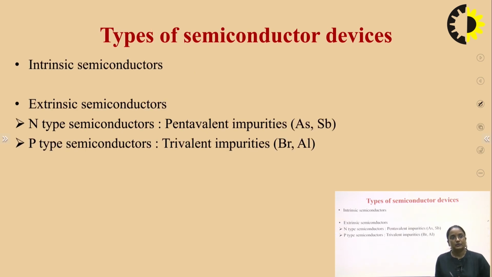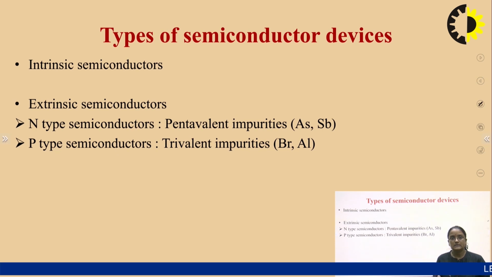Basically, we classify our semiconductor devices particularly into 2 categories. The first category is intrinsic semiconductor, and the second category is extrinsic semiconductor. Now, what is the meaning of intrinsic semiconductor? The intrinsic semiconductor is the purest form of semiconductor in which the amount of doping is almost negligible. That is, we are not adding any amount of impurity to the purest form of semiconductor.